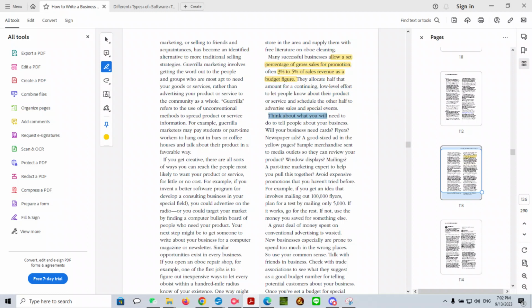You just need to think about what you will need. And then it's recommended, for example, half of that for low-level effort, right? And then the other half for product or service. The main thing is you need to think in advance what will you need. That's what you budget for. Think about what you need to do to tell people about your business. Will your business need cards? What you do is you say, okay, here it is.